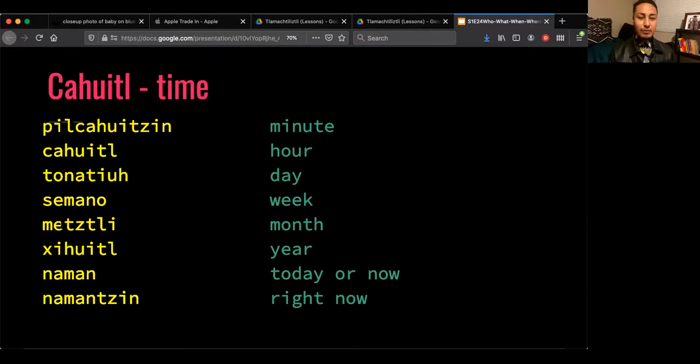Metzli, it comes from the word for moon. And just like the word month also comes from the word for moon, it means month. Metzli, it means moon and month. Shiwit, it means year, but it also has the meaning of plant. To say the word plant is shiwit. So shiwit is year and plant.